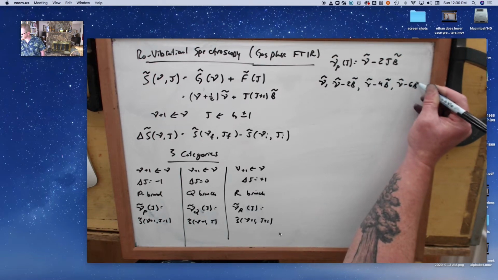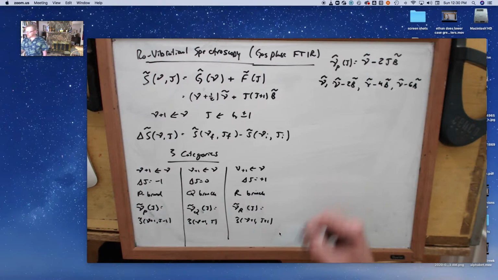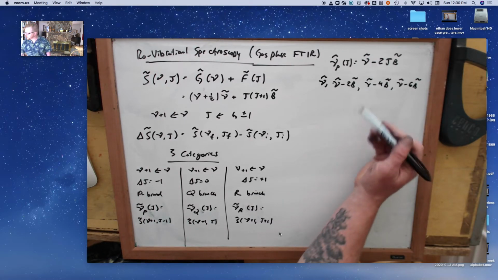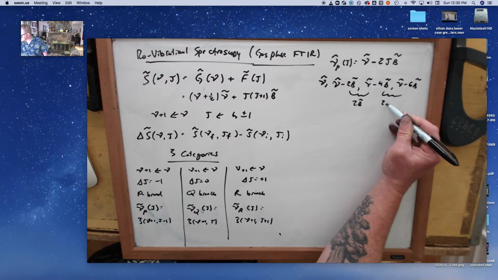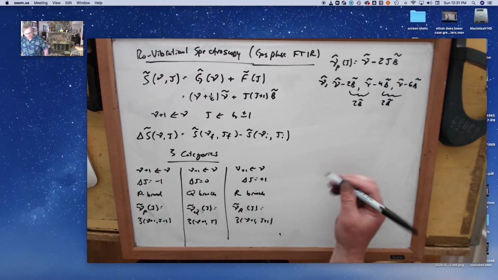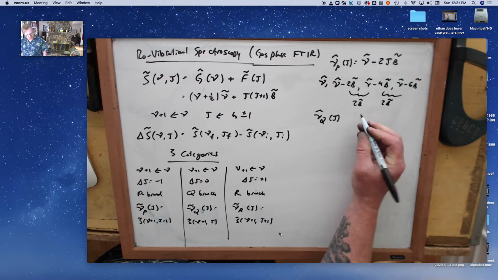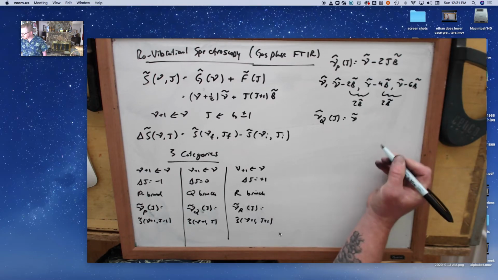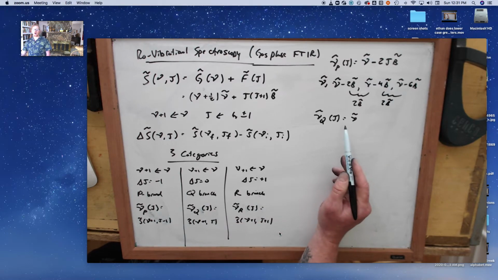nu minus 6b, etc. And just like we saw with pure rotational spectroscopy, there's going to be a difference of 2 times b for each of these lines. A 2 times b difference in each rovibrational line. Okay. The Q branch, as a function of j, just ends up equaling nu. Because since j doesn't change, all it does is give you a single line.